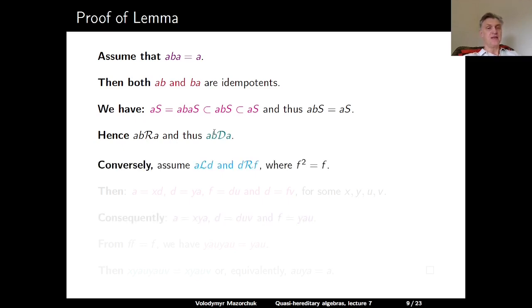Conversely, let us assume that we have some element A which is D equivalent to some idempotent F. This means that there is some element D such that A is left equivalent to D and D is right equivalent to F. That's because the Green's relation capital D is the product of L and R. Then, in this situation, since A is left equivalent to D, we can write A as xD and D as yA for some x and y.